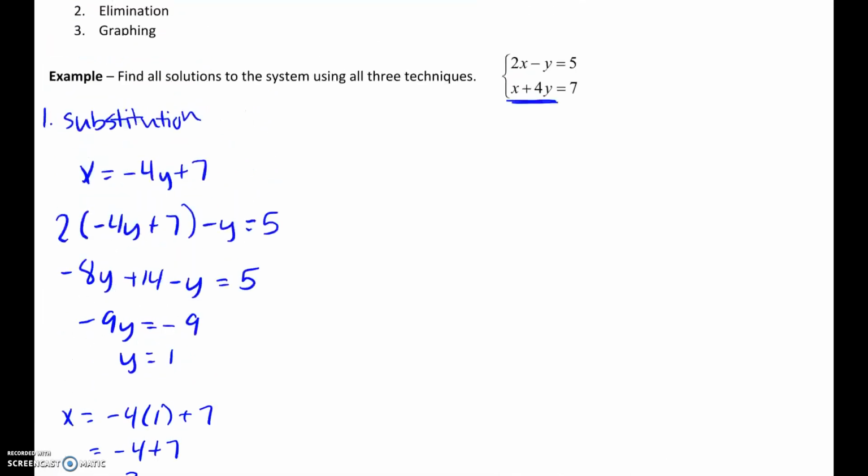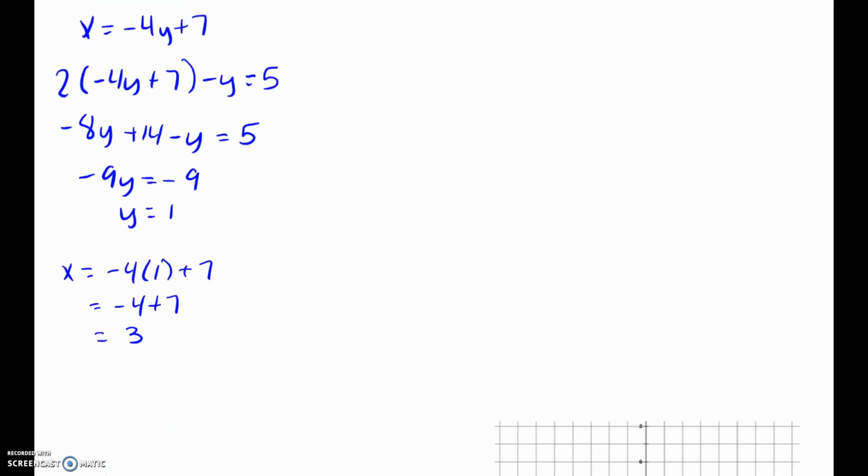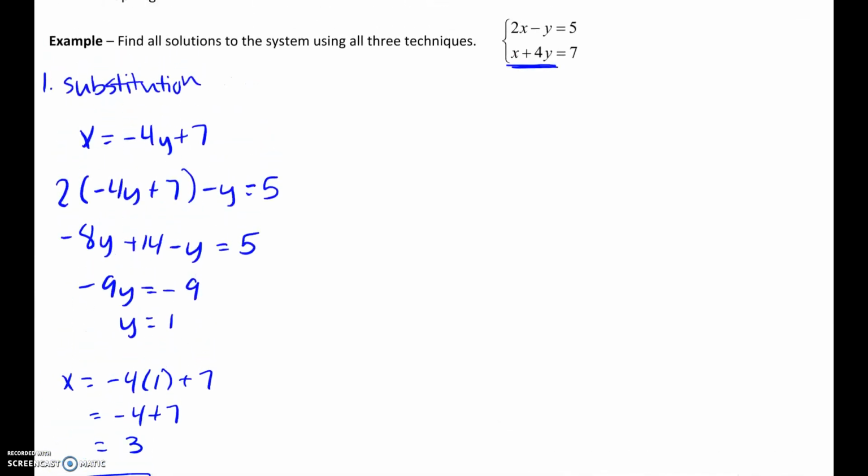So my solution: I have two lines right here, and the two lines are going to intersect in a point. So my solution is the point (3, 1). Okay, that's the answer for that one. So my next way that I'm going to solve this is by elimination.